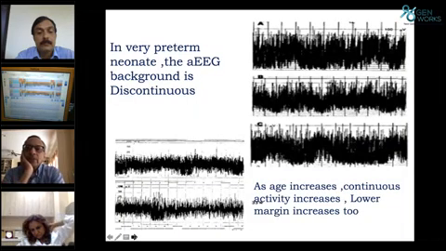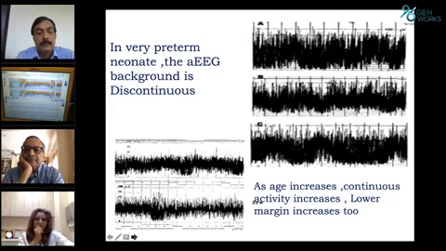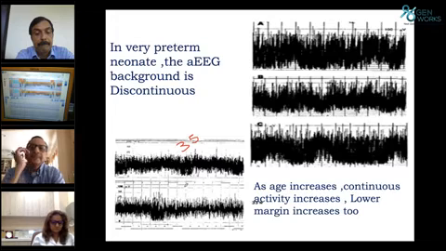Okay, good. See, A is 24 weeks, B is 28 weeks, C is 30 weeks, and the down one is almost 35 weeks and 38 weeks. It is coming near. What you mean by continuity, you should understand. That means the lower margin is above 5. Number one, lower margin is above 5.